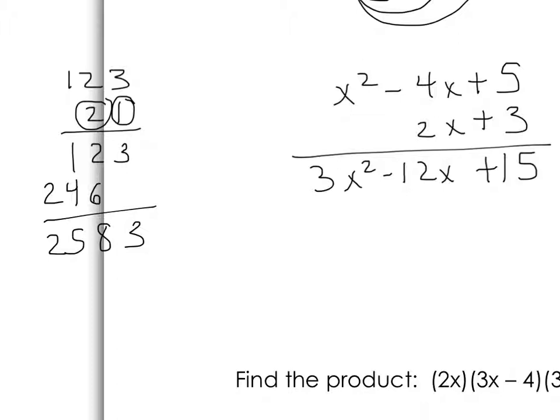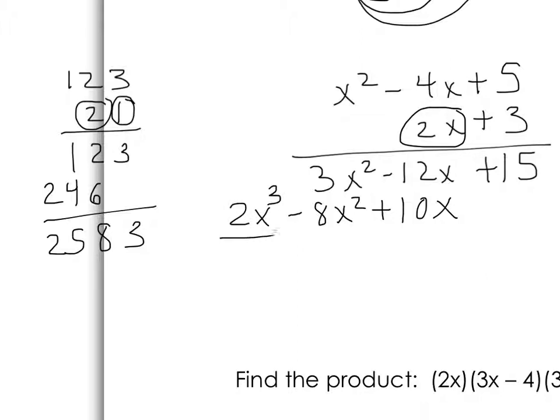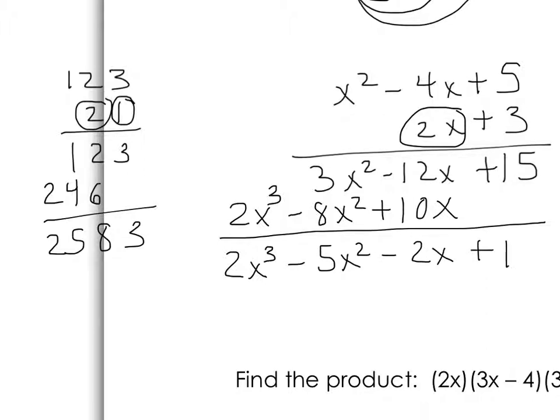You do the same thing with the variables. We multiplied everything by 3. Now we go back and we pick up the 2x. 2x times 5 is 10x. That's a like term. We move over 1. That's a like term with minus 12x. 2x times minus 4x is minus 8x squared. And 2x times x squared is 2x cubed. Notice that all the like terms are lined up. 2x cubed minus 5x squared minus 2x plus 15.